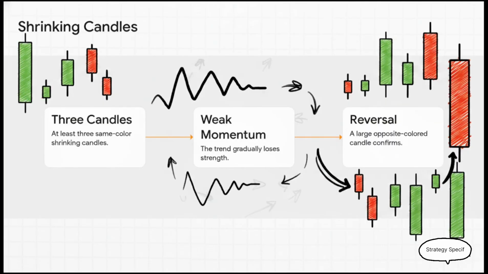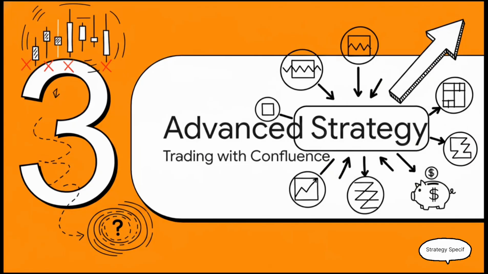And our 6th proven setup is the shrinking candles pattern. This one is all about spotting weakness before the rest of the crowd does. You want to look for at least 3 candles of the same color, but getting progressively smaller. The trend is literally shrinking in front of you. Just when retail traders think the trend is totally safe, a massive opposite-colored candle springs the trap, confirming a major reversal.